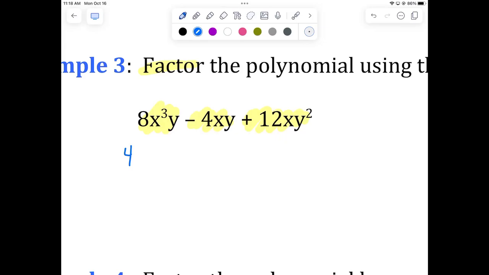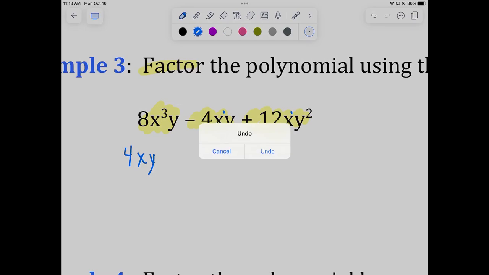Let's look at the x's. What do they have in common? One of them has 3 of them, and the other 2 only have 1 of them. So what do they have in common? You have to take the smallest of the exponents. So x to the first, right? That's the smallest of the 3 exponents. 3, 1, and 1. You take the 1 because that's what they have in common. And what about the y's? Y to the first, y to the first, y to the second. They all have in common at least just y to the first. You take the smallest exponent, okay, because that's what they have in common.